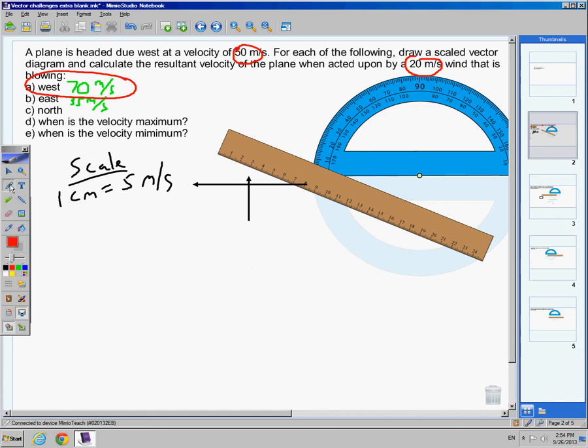says, when is the velocity minimum? Well, we already have the answer. It's going to be B. It's there already for you. It's 35 meters per second. But how did we come up with that? So I draw my 50 again.